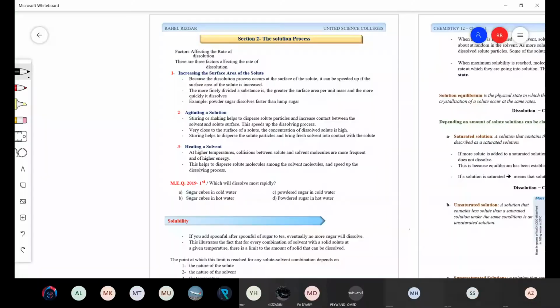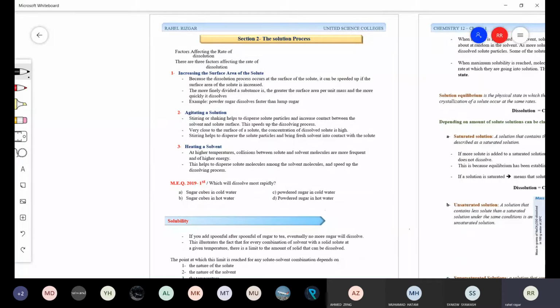We talked about electrolytes and non-electrolytes. We said the most important thing about electrolytes is the formation of ions, or the presence of ions in the solution. If something cannot dissolve in water and cannot form ions in the solution, then we call it a non-electrolyte. But if it forms ions in the solution, we call it an electrolyte.